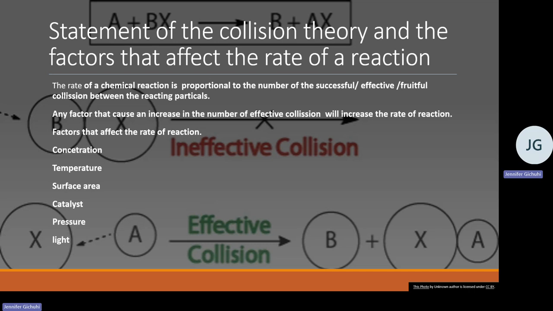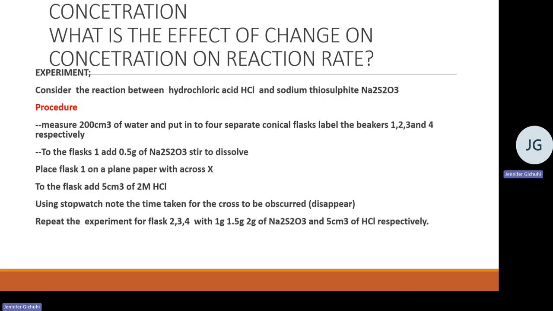We also have pressure as a factor. And again, we would want to ask ourselves how pressure will affect the rate of the reaction. And finally, we have light also as a factor that affects the rate of a chemical reaction. So we are going now to look at these factors one at a time. And we are going to start with the first one, which is the concentration, where we are going to see how we can perform an experiment. And from there, we move on with our discussion.